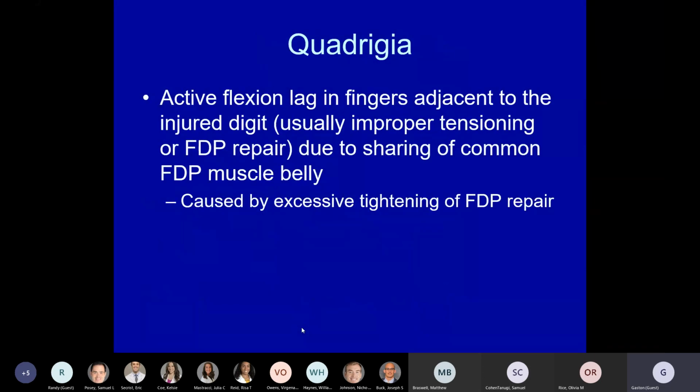In contrast, the exact opposite is, what if you over-tighten FDP for any reason? Remember, all the FDPs have a common muscle belly. So if you cut, say, your FDP to your middle finger and there's a section missing and I sewed it up and just hogged it together, now that FDP is shorter than all the other ones. So then when they go to make a fist, that one will bottom out first and use up all the excursion, so all the other fingers lag behind.